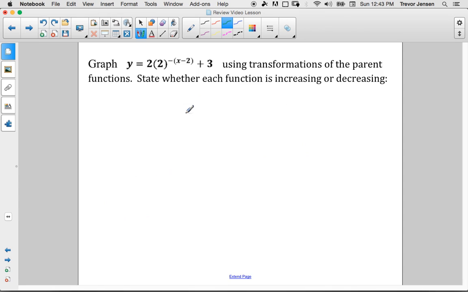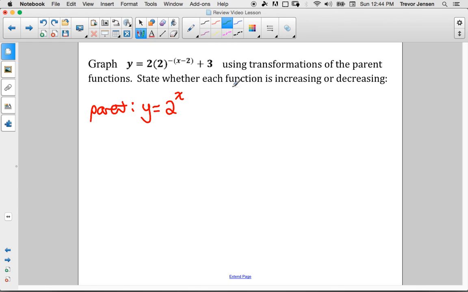Alright, let's do an example here. We're going to graph this transformed function using transformations of the parent function. First of all, let's write the parent function. The parent function of this, disregarding the a, k, d, and c values, would just be y equals 2 to the x.